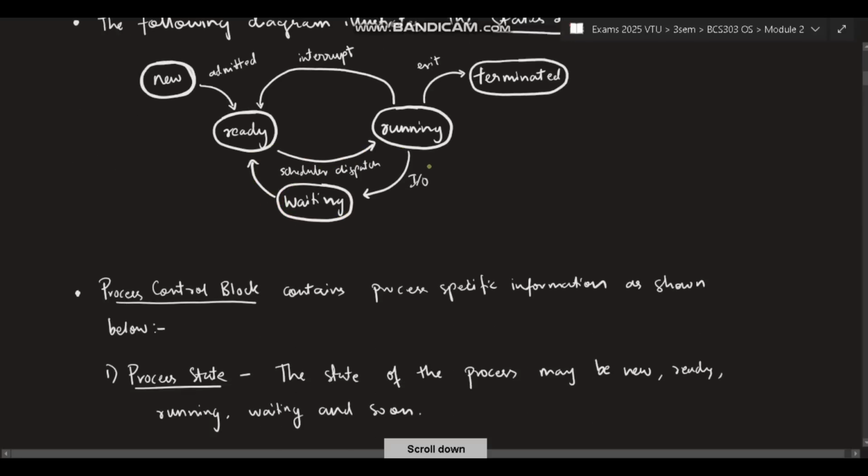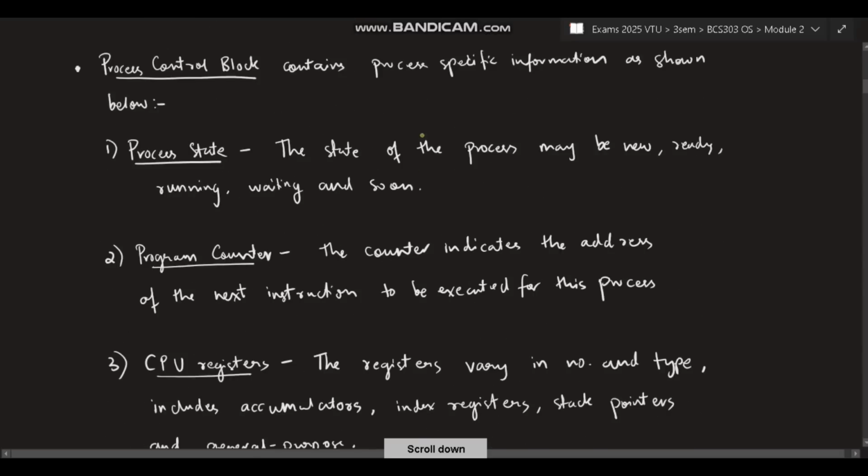Very important question. Next is the process control block. The process control block contains process specific information. So when one process is running, it has a lot of information related to it. All this information is stored in a block called the process control block. There are some kinds of information. So what are those kinds?